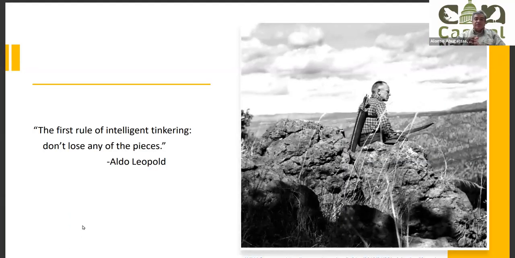And again, Aldo Leopold, the first rule of intelligent tinkering: don't lose any of the pieces. And the bad news is we're losing pieces left and right. We have to realize that we will continue to lose pieces if we don't preserve lands and continue to build. And more importantly, we have to be good neighbors, realize that there are these interconnections, and plant native plants to really help benefit wildlife.